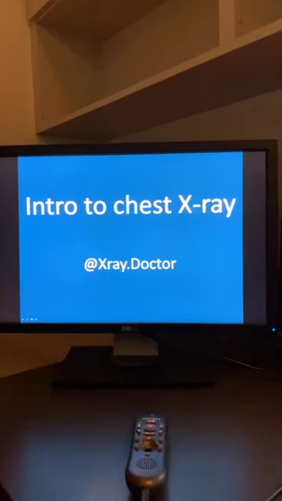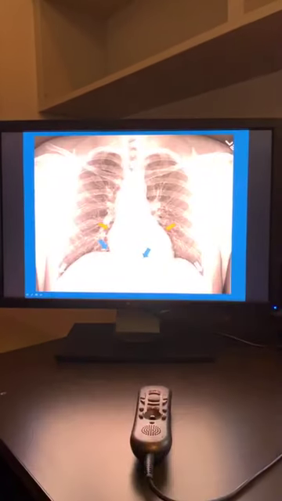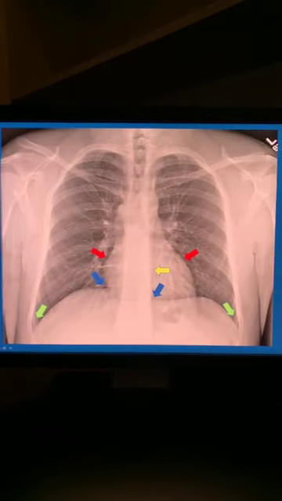So here we go. Intro to chest X-ray. Like my dictaphone, that's what we do. 12 hours tonight that I'm just going to be working on.